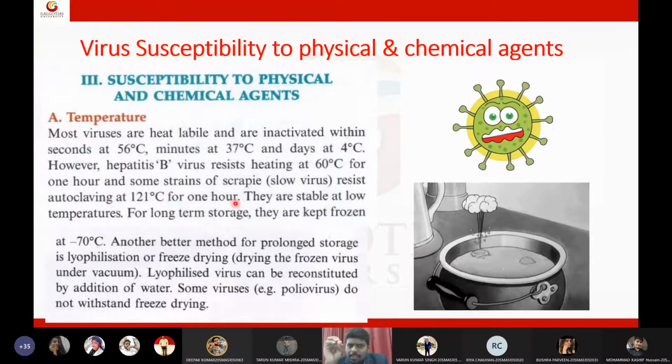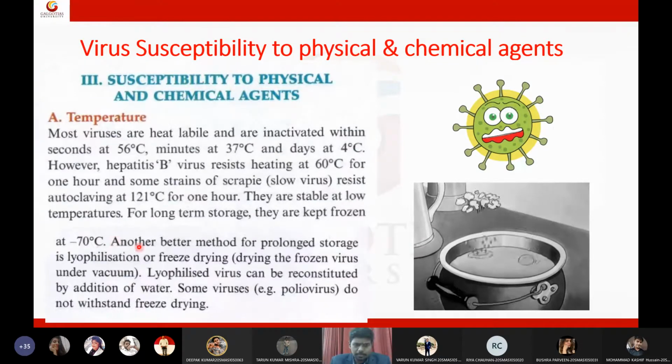So by heating, we can kill the viruses, and by freezing, by subjecting the virus to very low temperatures, the virus can survive for millions of years, not even 100 or 200 years. They can survive for millions of years if you freeze the viruses. Usually at minus 70 degrees centigrade, you can preserve the viruses.